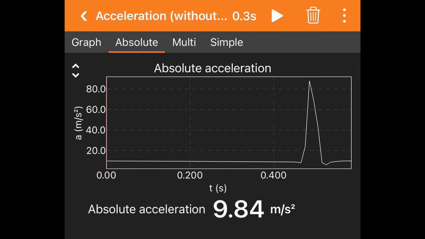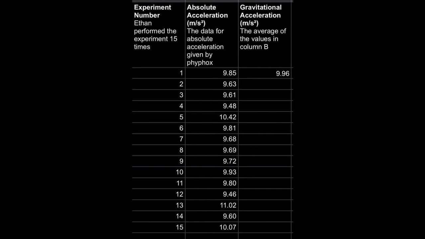To collect the data, press the absolute button at the top of the page and record the value for absolute acceleration, which is shown. After we perform 15 trials, we will take the average of all the absolute acceleration values by adding up all the values and dividing by the number of trials, which in this case is 15. The average calculated will be our calculated gravitational acceleration.